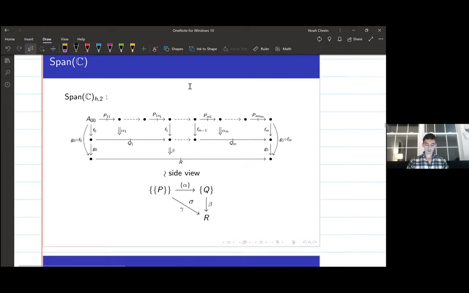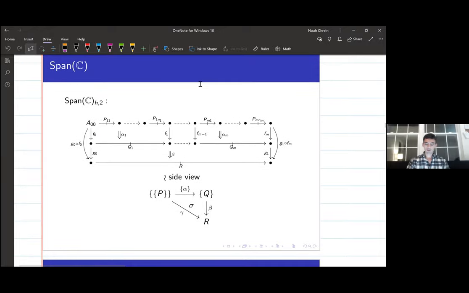So if we try to construct a two cell in this simplicial virtual double category of spans, where there are no pullbacks, we'll get something that looks like this. Again, we have a bunch of alphas, we have a beta, and we're attempting to compose the beta with all these alphas. The question is, how do we do that? And the answer is, we don't.